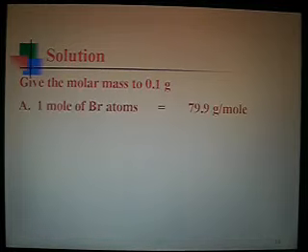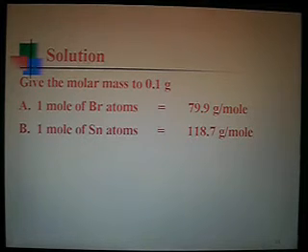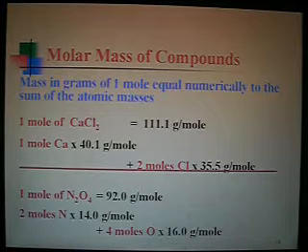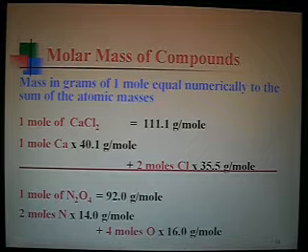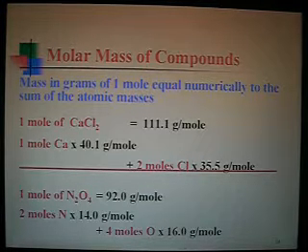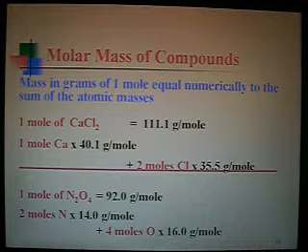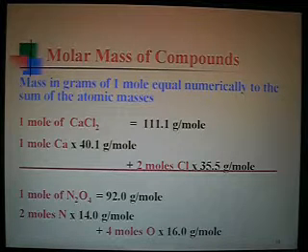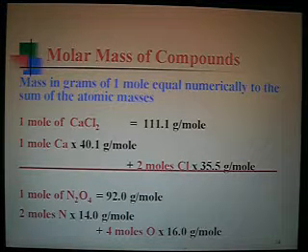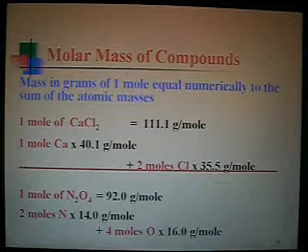We all know Sn is 10. Finally, what's the mass in grams of 1 mole, equal numerically to the sum of the atomic masses? You want to note that calcium chloride is 1 mole of calcium and 2 moles of chlorine, because it's CaCl2. Same thing goes for N2O4, which is 2 moles of nitrogen and 4 moles of oxygen.